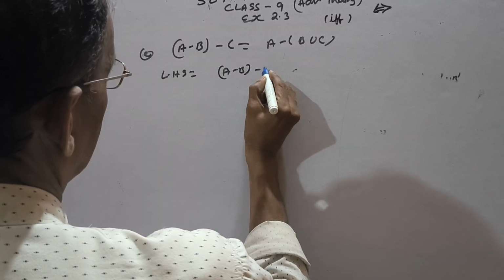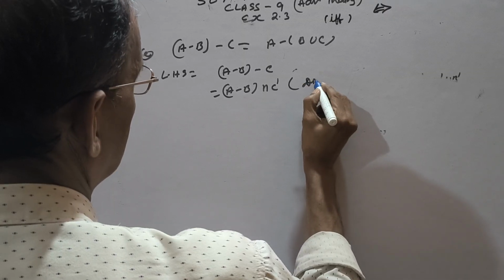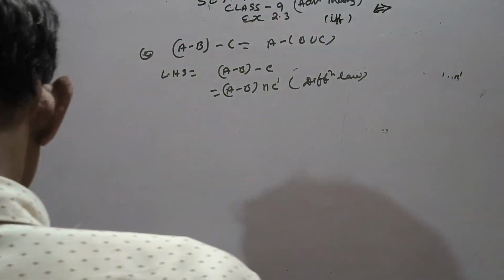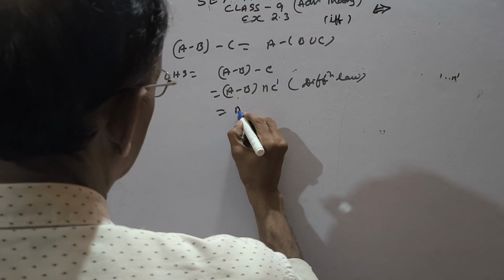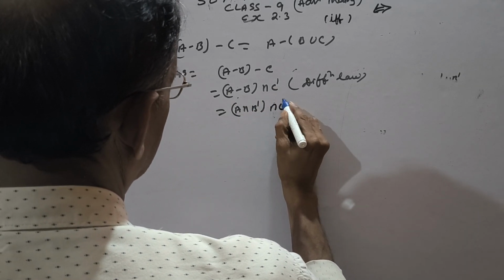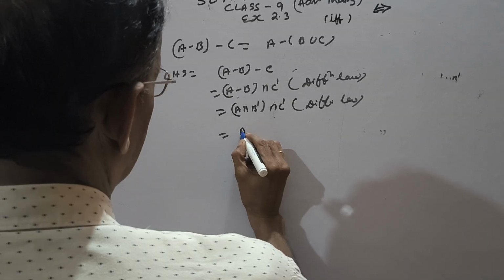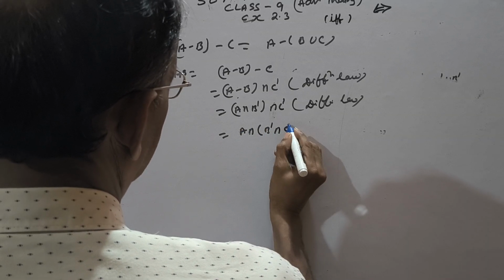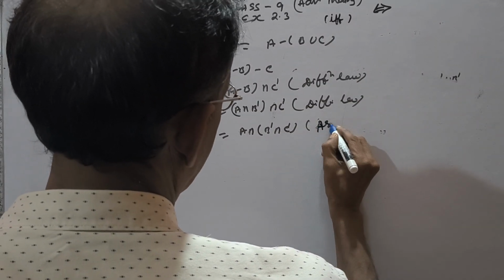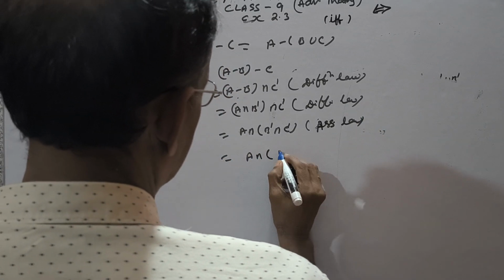A minus B minus C can be written as A minus B intersection C complement, difference law, which we have used. You are familiar with the law now. And here also we can use difference law, no? A intersection B complement intersection C complement, this is also difference law. So this is A intersection B complement intersection C complement. This is associative law.